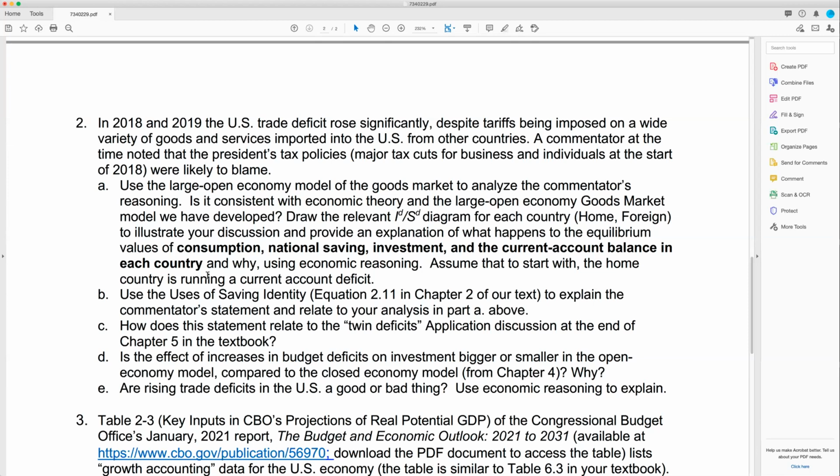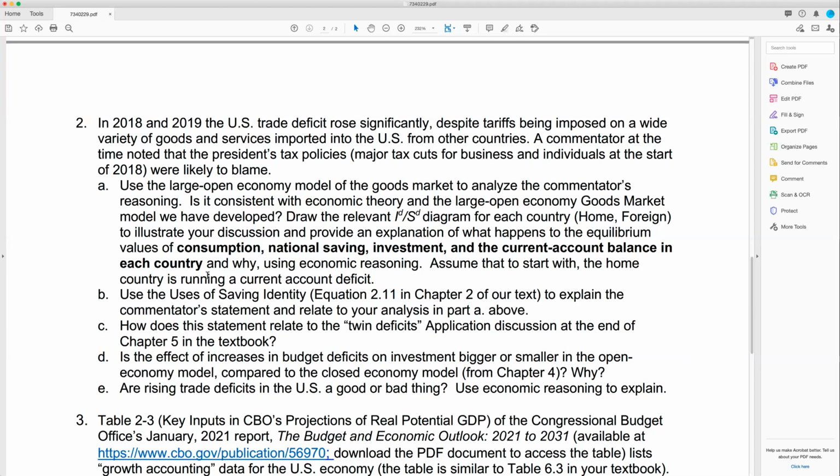So the commentator says that the trade deficit didn't go down. We're still importing more than we're exporting. In fact, that difference is greater after the tariffs, and the tax policies that were put in place by then-President Trump were probably the cause of that. In other words, they had the opposite effect of what was intended by the tariff. Okay, so we're trying to analyze that. Does that make sense?